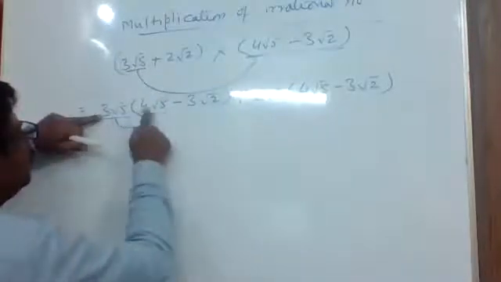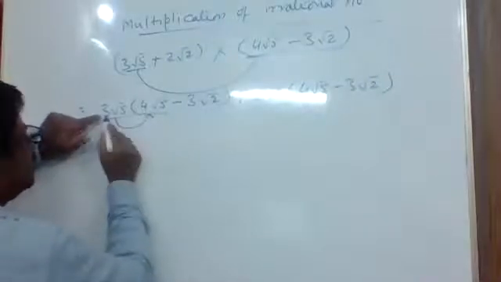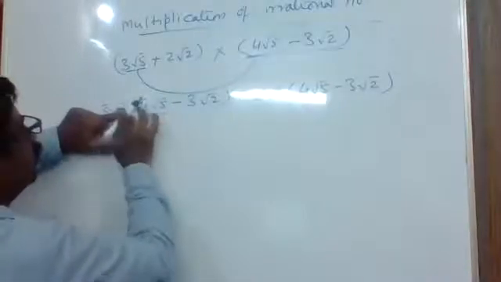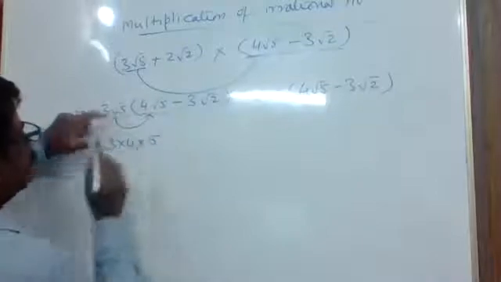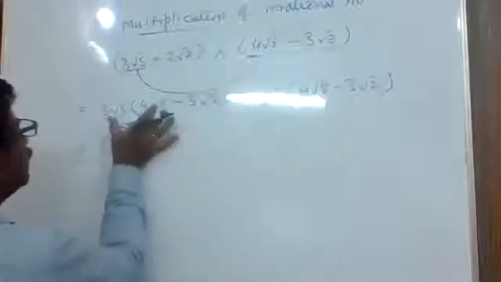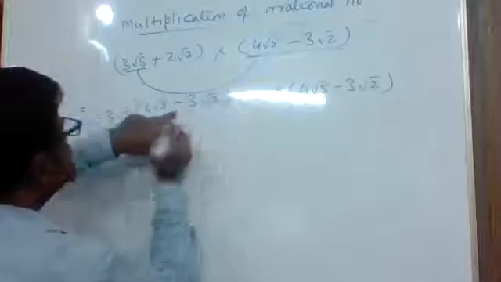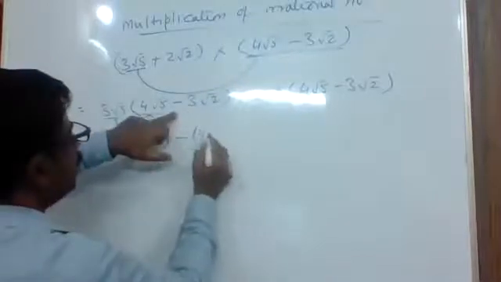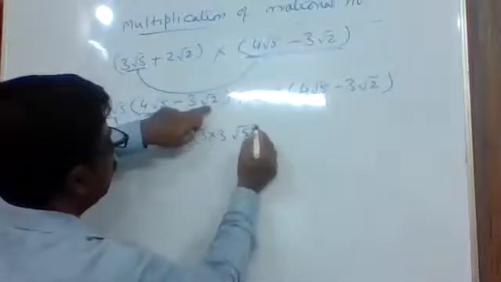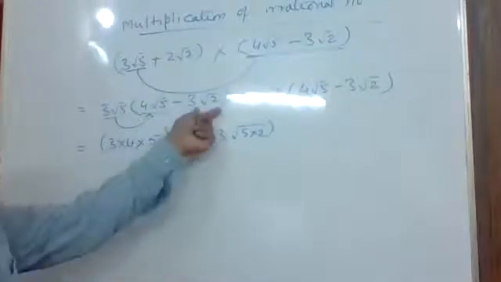We multiply 3 root 5 with 4 root 5. We first multiply the rational part. 3 into 4, and root 5 into root 5 is 5. Therefore, this is the multiplication of these two. Now, this 3 root 5 has to be multiplied with this. We got minus sign here. 3 into 3 is 9, and root 5 into root 2 is root 10. Clear? This is multiplication of 3 root 5 with 3 root 2.